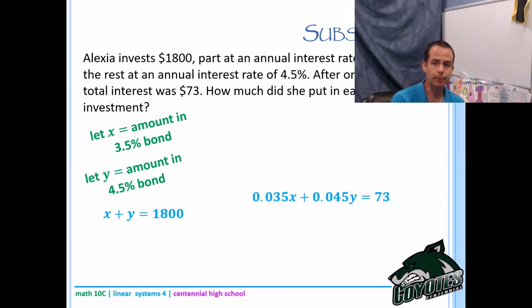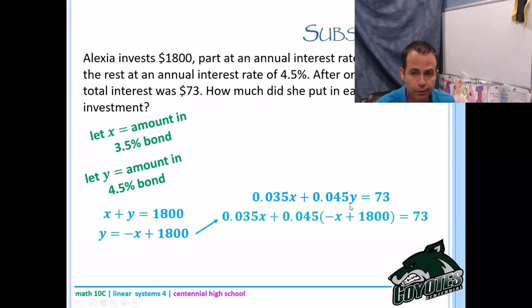So I've established my legend, I built my system, now I need to solve my system. So I'm going to isolate for one of these guys. I chose to isolate for Y in the first equation. So that means I just brought my X over to the other side. I'm going to take this knowledge that Y is the same as negative X plus 1,800, and I'm going to put it into the other equation. I'm going to substitute this Y right here with my negative X plus 1,800.